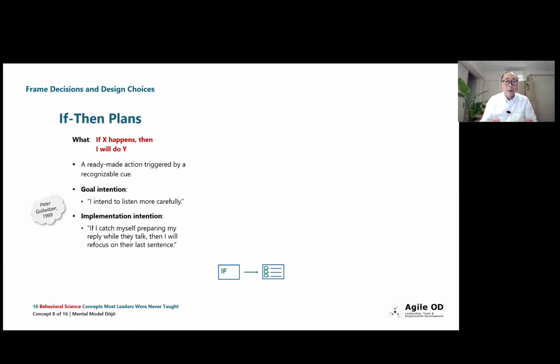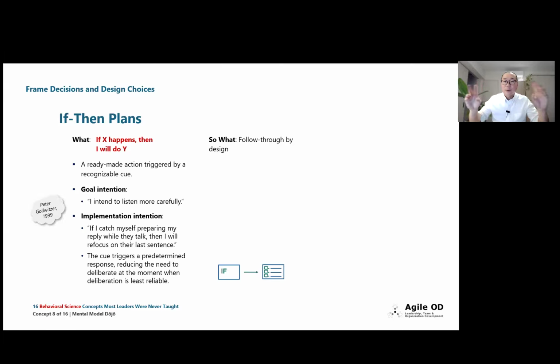If I catch myself preparing my reply while they talk, then I will refocus on their last sentence. Because the response has already been chosen, far less deliberation is needed at the point of action, which is exactly when deliberation is often least reliable. It reduces reliance on willpower precisely when habit, emotion, fatigue, distraction, or urgency might otherwise take over. So what? This is why I call implementation intentions follow-through by design.